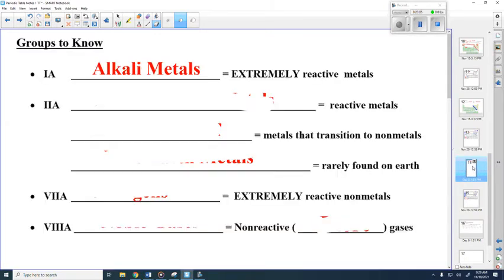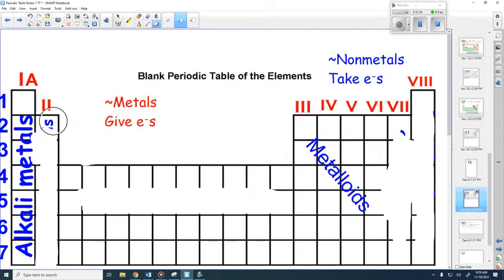Group 2A, right next door, those are called the alkaline, N-E on the end of that. So it's the word alkali again, but with an N-E on the end. Earth metals. And they're reactive. They're not as reactive as the alkali metals. So I'm like, hey, I have a crazy reactive metal. Do you think it's alkali or alkaline earth? You're like, well, it's alkali if it's crazy reactive. So that's where you have your calcium, your magnesium, strontium, all that good stuff. So when I go over here, that's where your alkaline earth metals are.